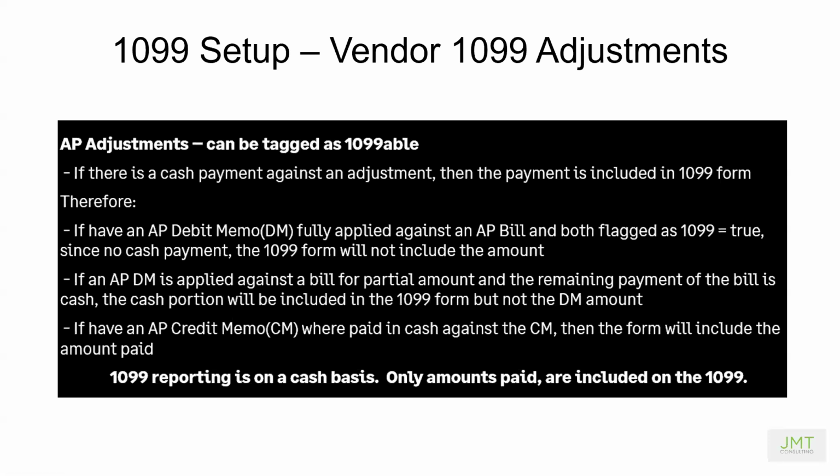So now, what if you need to make some adjustments? So far, we've got the entity set up with the tax ID and the correct name and legal address. We've got the 1099 functionality enabled on accounts payable. We have the vendors configured for the ones that are 1099 with all their appropriate information. So what if you have some adjustments to make?